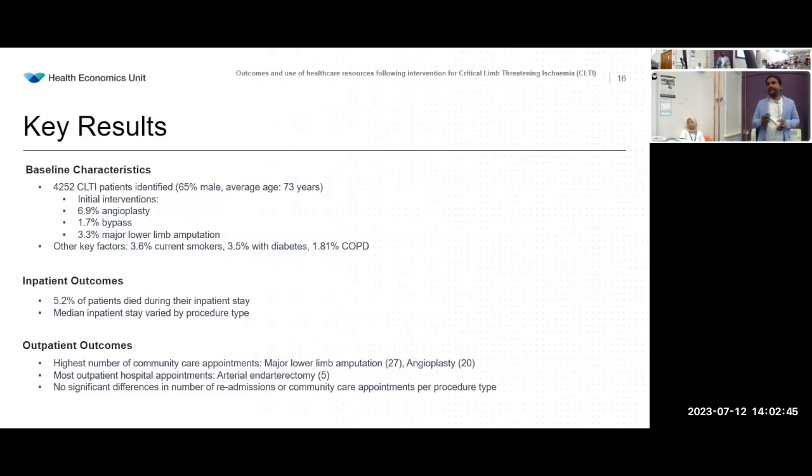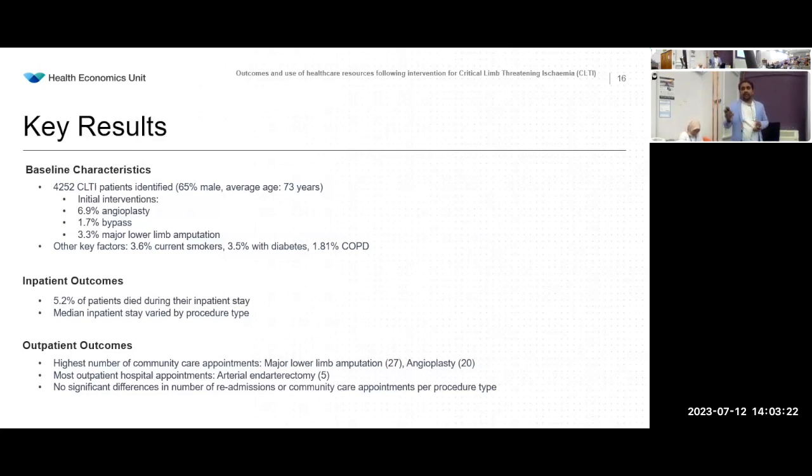There were also a few interesting key factors: 3.6% among those patients were current smokers, 3.5% had diabetes, and only 1.81% had COPD conditions. What was the outcome around the inpatients? After doing our analysis, we found that 5.2% of patients died during their inpatient stay, and the median patient stay varied by the different kinds of procedure types.